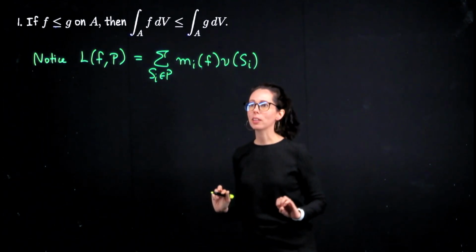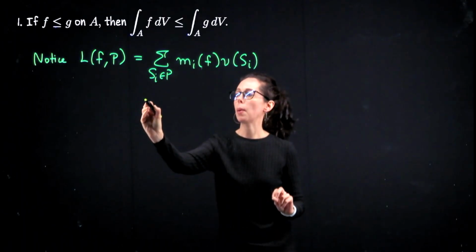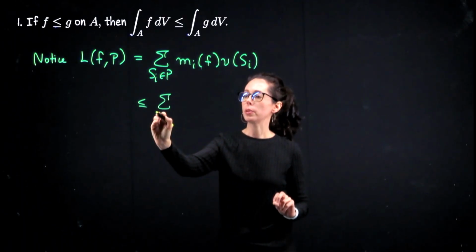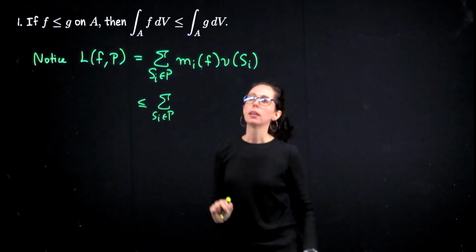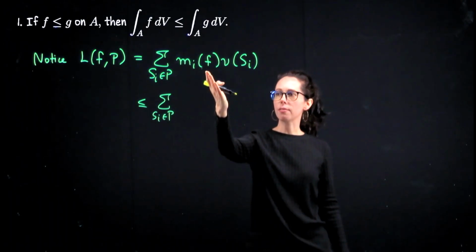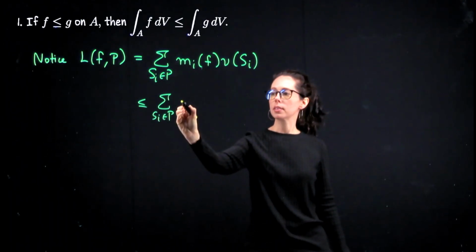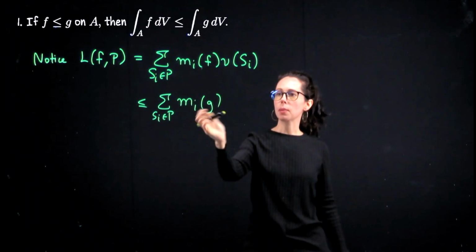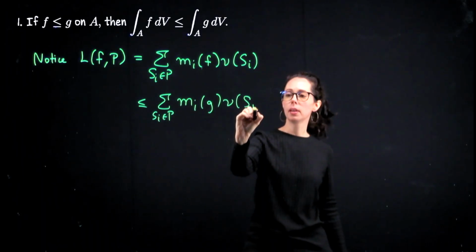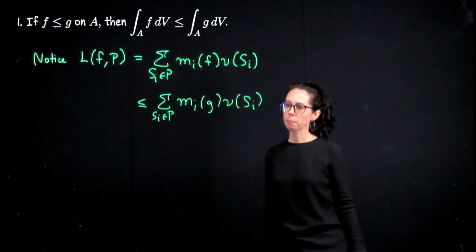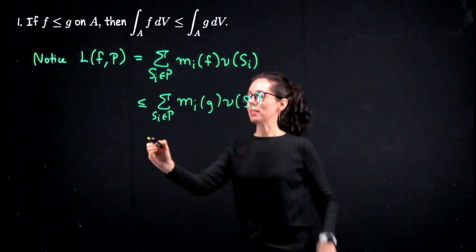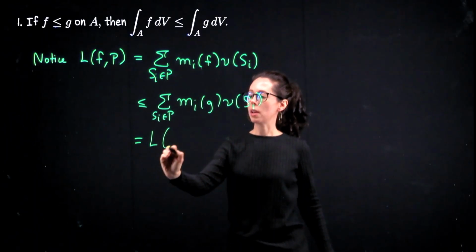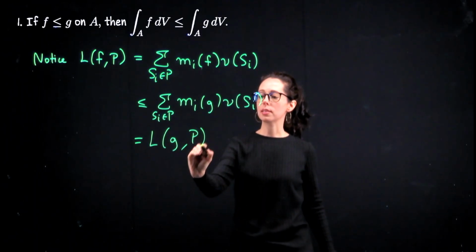So if you want to write this down a little bit differently, what is important now is that we go up in size with the observation that we just made. So this infimum of F over the ith subrectangle is less than or equal to the infimum of G over the same subrectangle, times the same subrectangle volume. But now, of course, we recognize that this is exactly the lower sum of G with respect to the same partition.